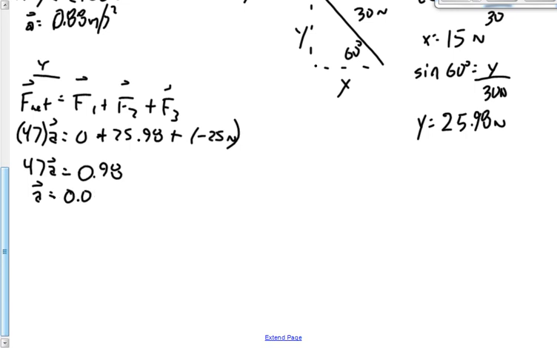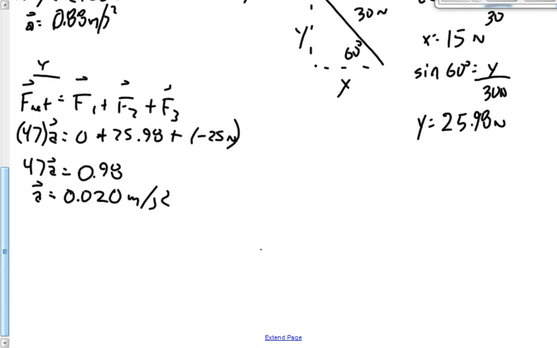Keep going, though. Let's go a few more decimal places. 0.02. Or is that exact? Okay, good enough. That's our y component of the acceleration. Now all we have to do is combine them.